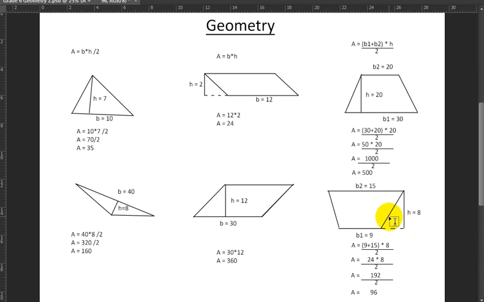And that's how you find the area of each of these shapes. That's what you're going to have on your worksheets tomorrow.